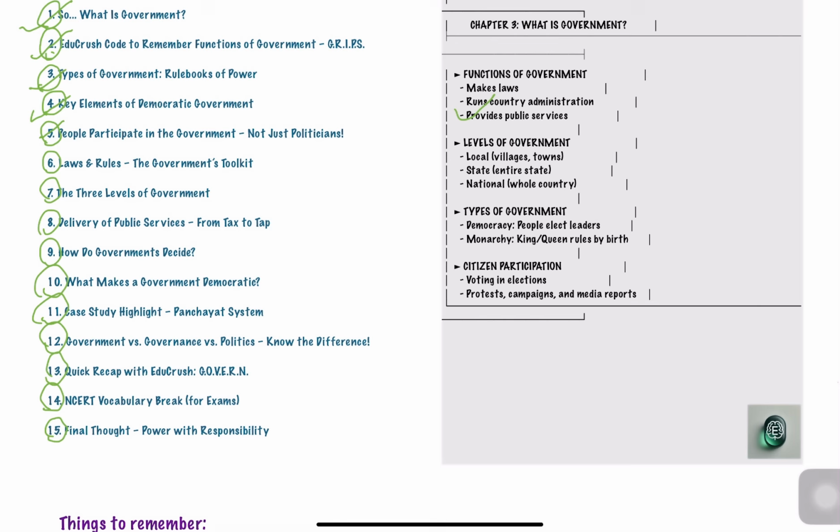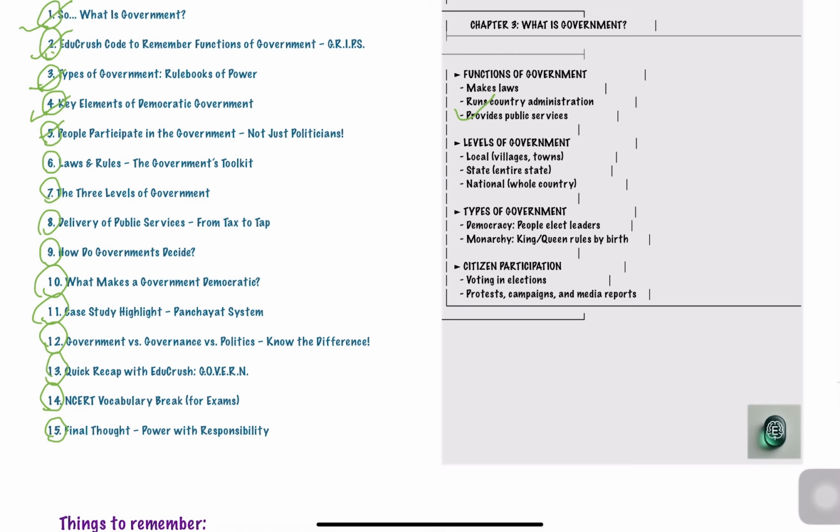So next we deal with the fifth one, that is people participate in the government, not just politicians. You don't need to be a minister to make a change. People participate by voting in elections, attending rallies, raising voices via media or protests, filing RTIs, that is right to information.